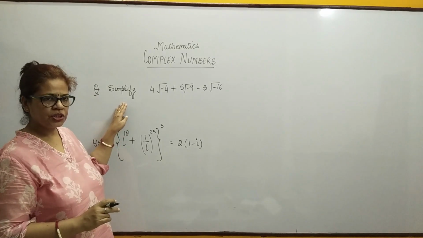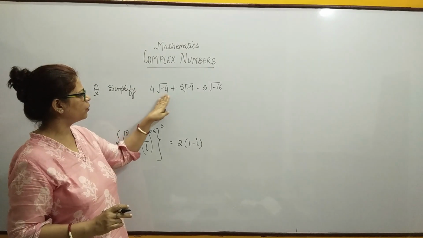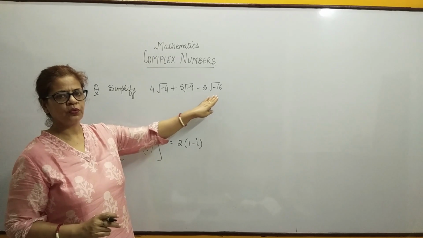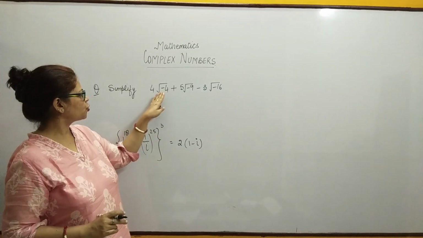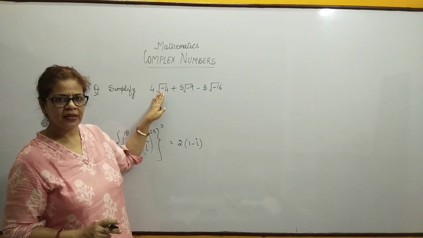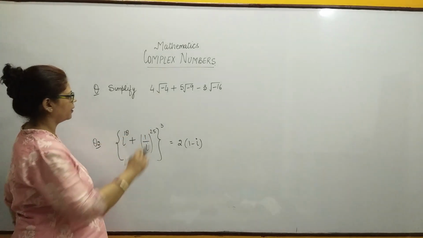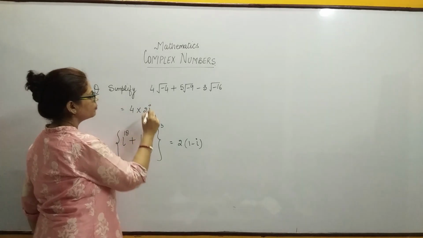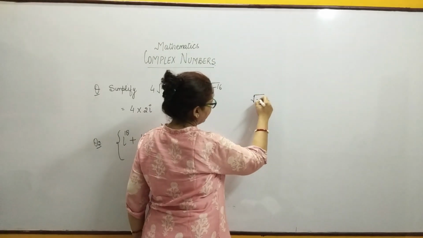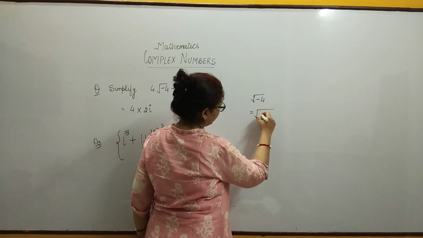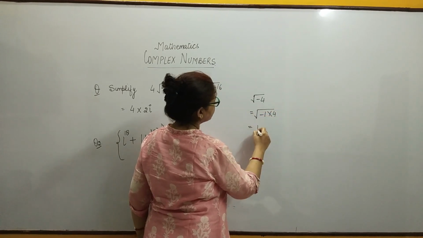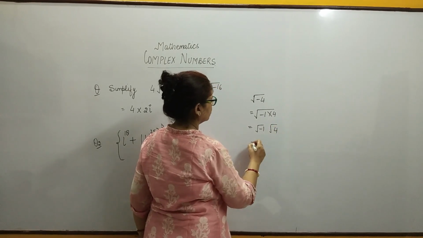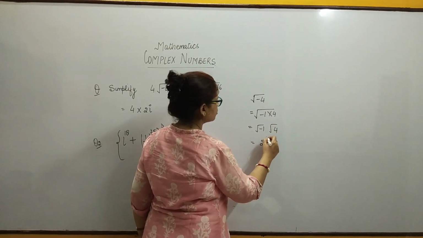Now next question, simplify 4 square root of minus 4 plus 5 square root of minus 9 minus 3 square root of minus 16. Square root of minus 4 can be written as, you remember, 2i. 4 into 2i. How come? Square root of minus 4 is equal to square root of minus 1 into 4. This is square root of minus 1 and square root of 4. Square root of 4 is 2 and square root of minus 1 is i.